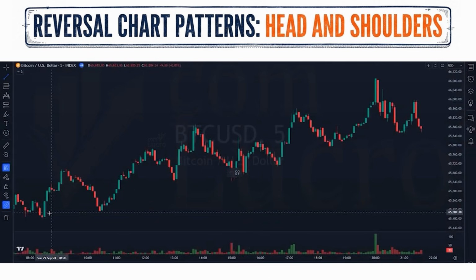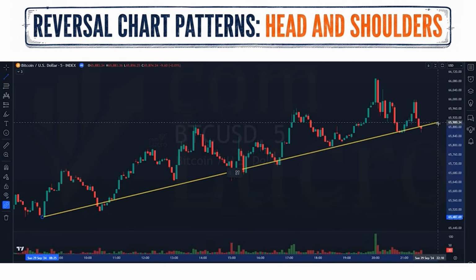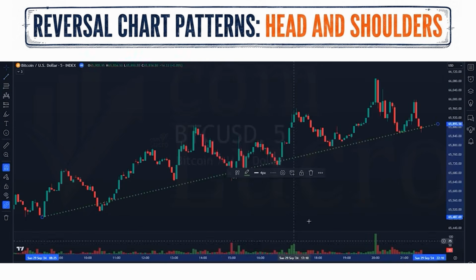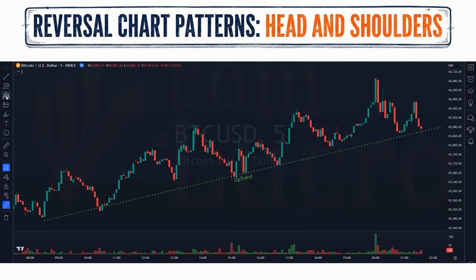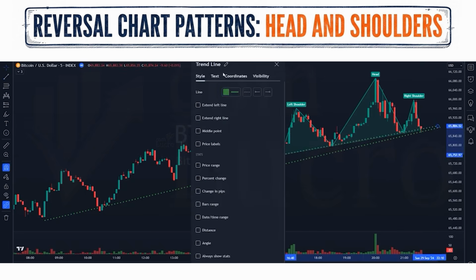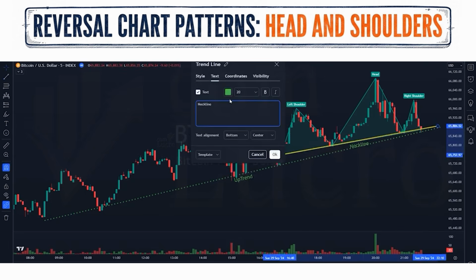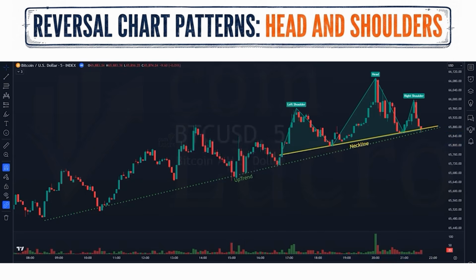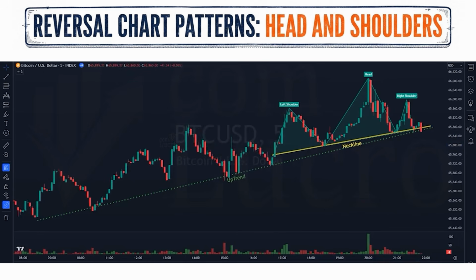Now, observe the Bitcoin against the US dollar chart. The market begins in an uptrend and gradually forms a head and shoulders structure. First, price creates the left shoulder before pulling back. Buyers then return and push price to a higher high, forming the head. After another pullback, they attempt one final rally, but fail to reach the previous high, creating the lower right shoulder.